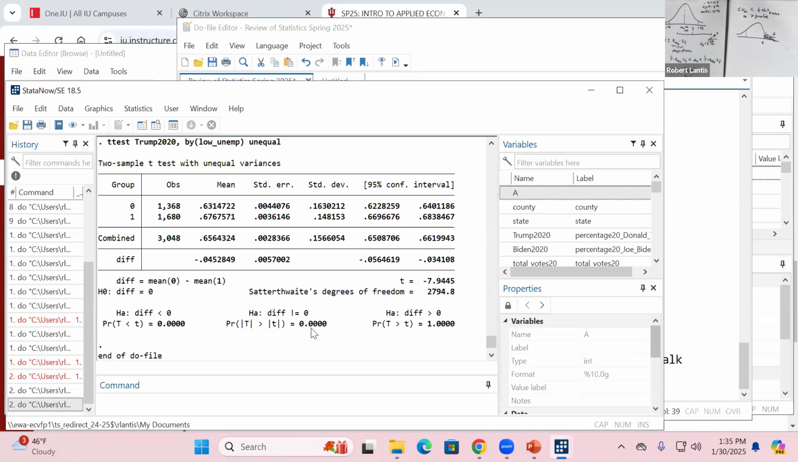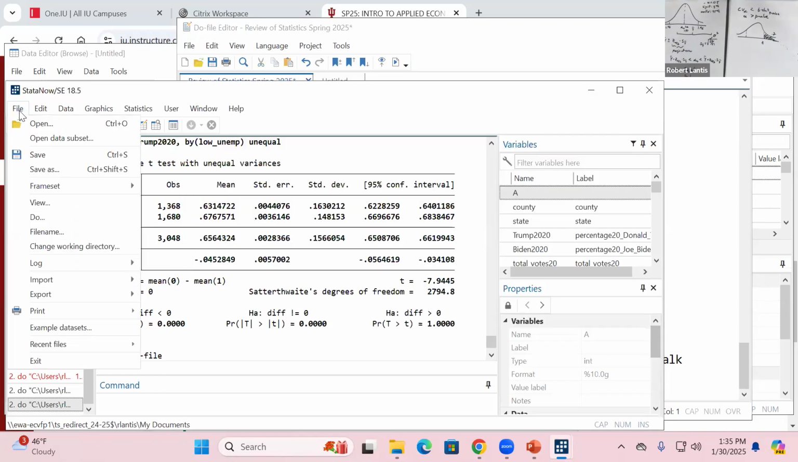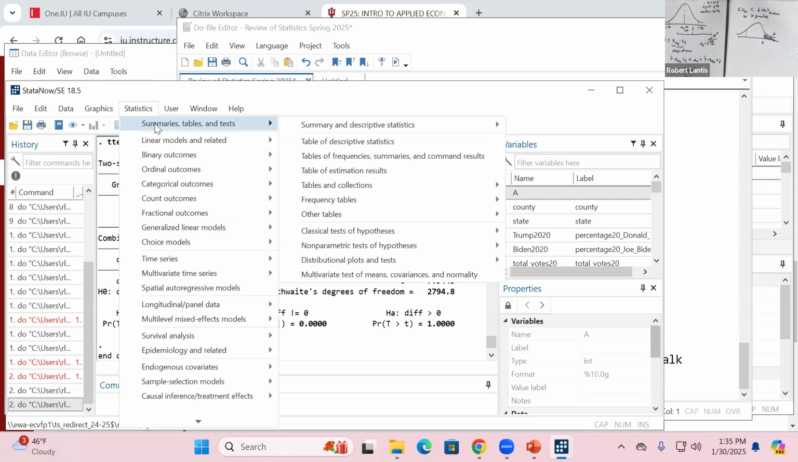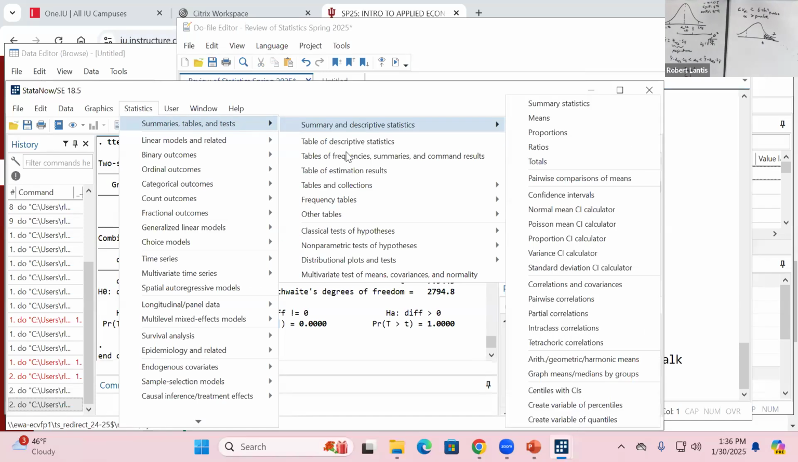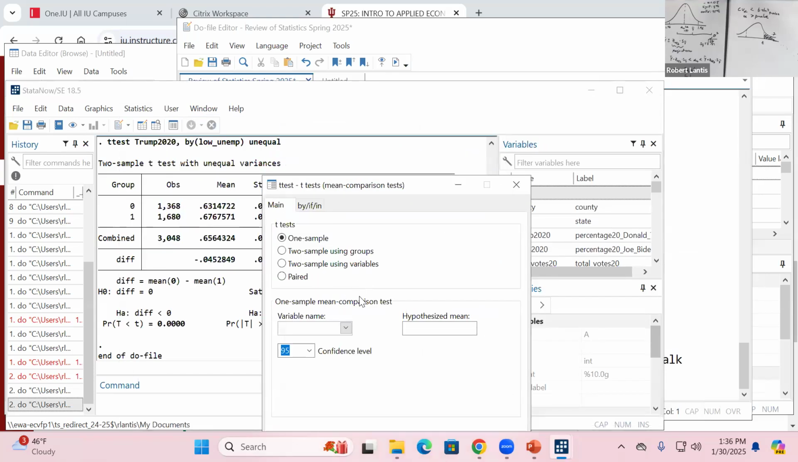Questions on that before we keep moving here? Okay. Let's see if I can remember this. I probably should have done this before class. If you go to statistics, I always code. This is going to show my very limited knowledge of using the interface. Statistics, summary tables and tests, classical tests, mean comparison t-test. That's essentially what I just did.